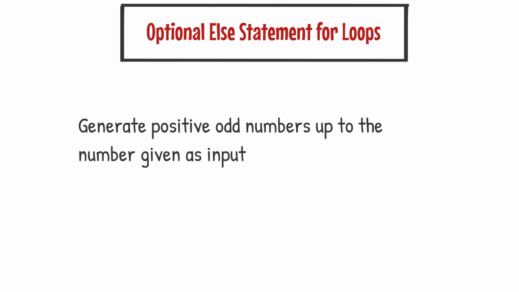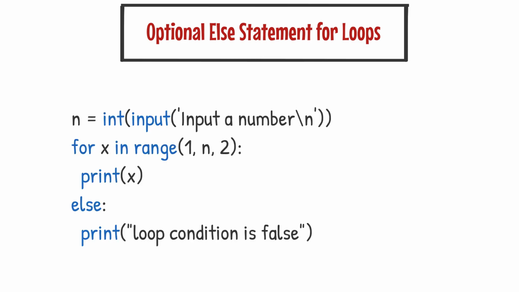The problem is to generate positive odd numbers up to the number given as input. Here is the code to do that. First, you take the input from the user, convert it to an integer using the int function, and then save it in the variable n.